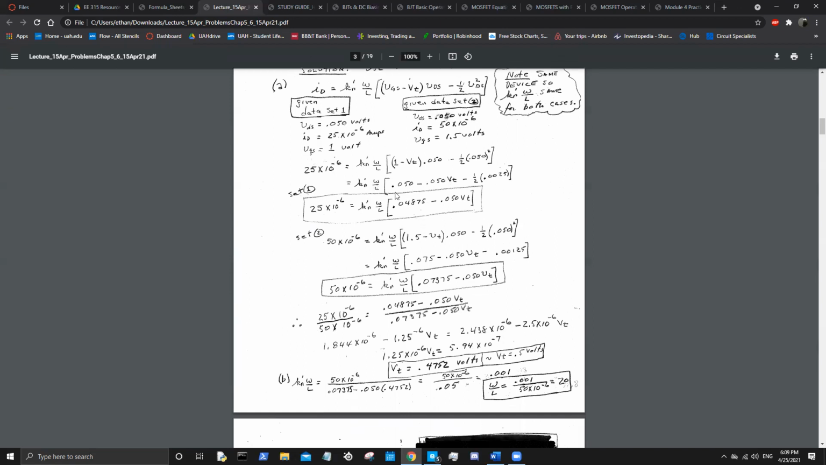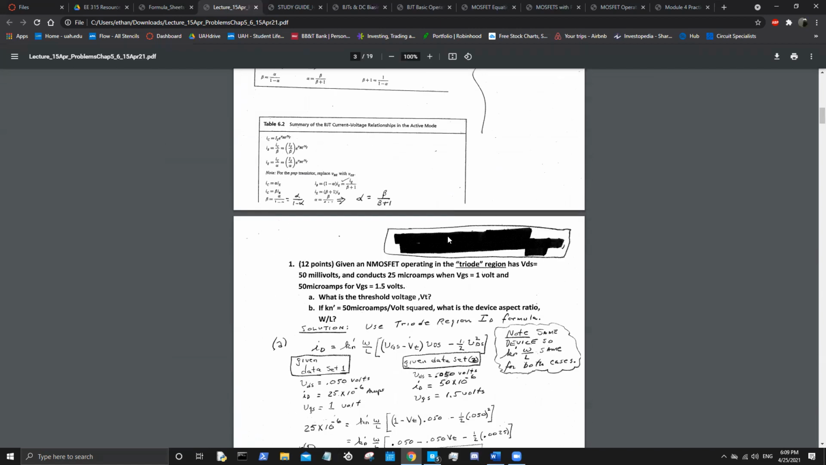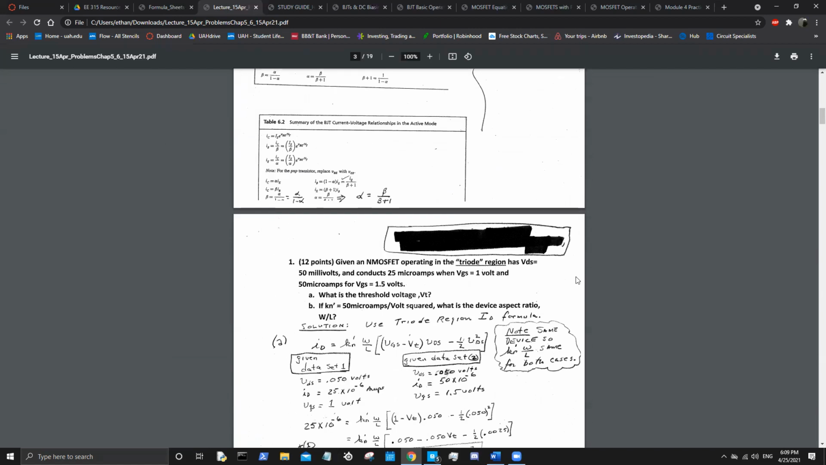Oh, this is all for this? Okay, wild. Yeah, he gives you two sets of data and you have to divide one into the other to solve for VT. It's convoluted as well. So the question he's asking is, what is VT?